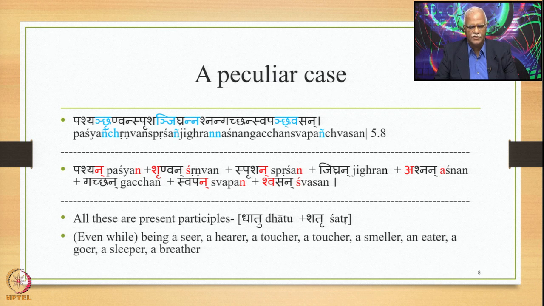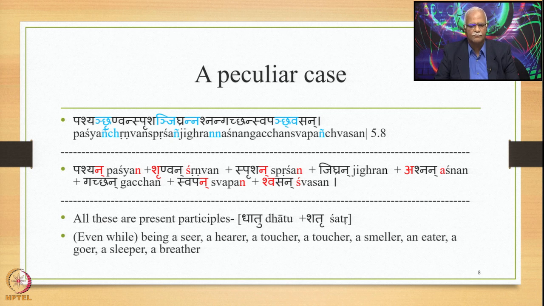When they are woven together, the string becomes one indivisible unit. All these words are present participles, notably dhatu plus shatru, the suffix stated in Paninian grammar. So all these words are the nominative singulars of these shatranta pratipadikas: Pashyat, shrunvat, sprashat, jigrat, ashnat, gachat, swapat and shvasat. These are the pratipadikas, and the forms that you see are the 1/1 masculine forms.